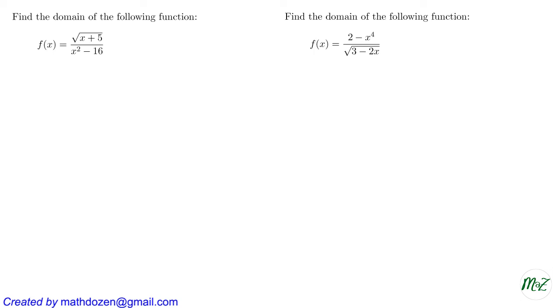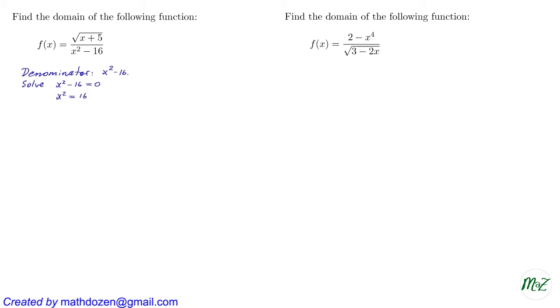And let's start with the first one. It's f of x being equal to square root of x plus 5 over x squared minus 16. And examining the formula for the function, we see that there is denominator x squared minus 16. So to determine the x values that need to be excluded from the domain, we're going to solve x squared minus 16 equals 0 equation.